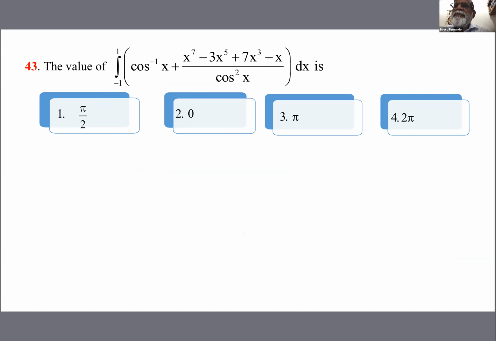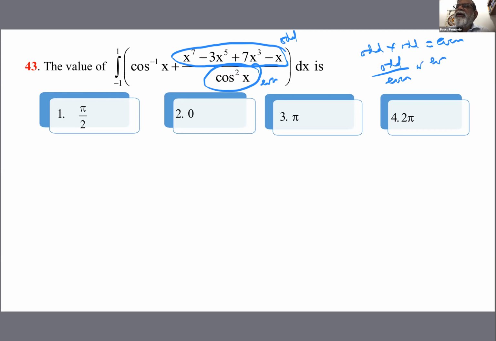Again, a very nice problem, properties of definite integrals. This numerator contains only odd powers, so it is odd. Denominator is an even power of an even function, so it is even. Odd by even or even by odd, that is an odd function. So this is an odd function. Integral minus a to a, that will become 0.